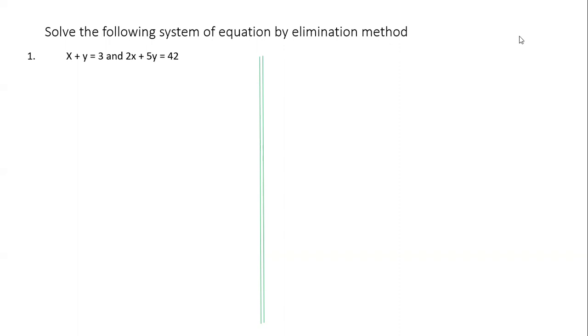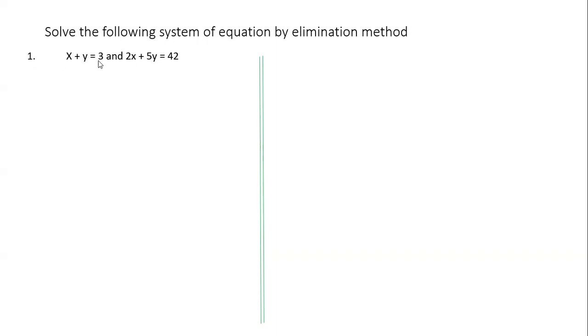Only for the graphical method, they will specifically mention by graphical method. Else, they will just say solve the system of equations, and it's left to you which method to use, the method which you have understood and you're confident that you will be able to solve correctly. That is the reason they don't specifically mention to solve only by this method. Now let us see the first question.